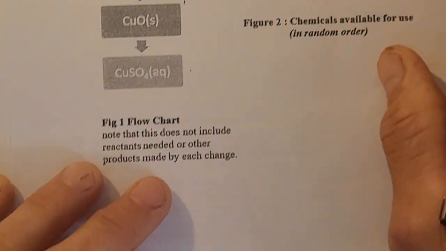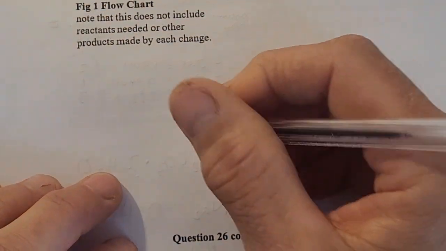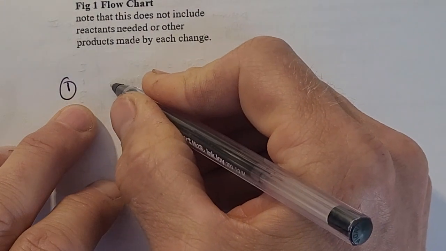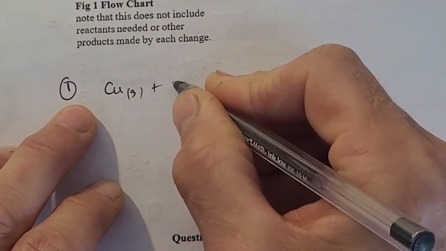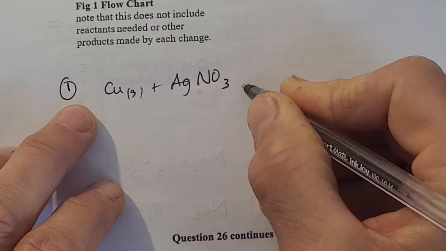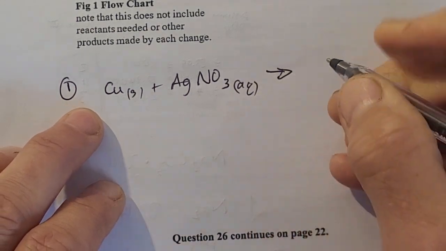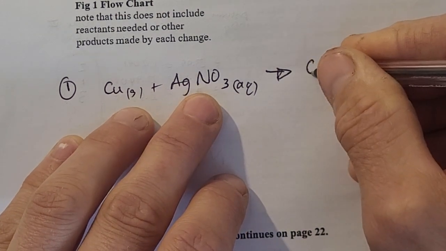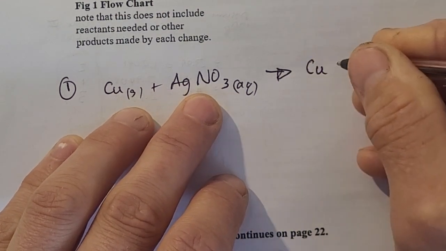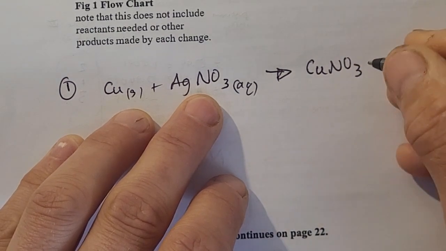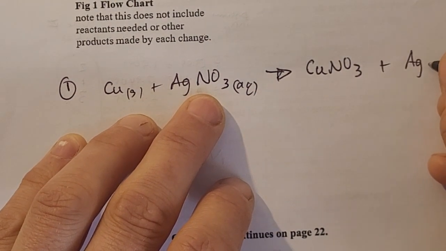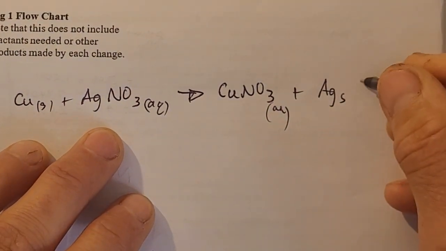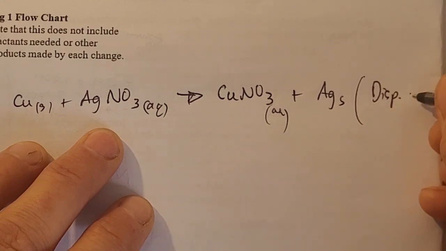Okay, and you want to put this in more steps here. So 1, but write the reaction. Copper plus AgNO3. Well, this is a displacement reaction. So we get copper nitrate plus silver. So this is a displacement reaction.